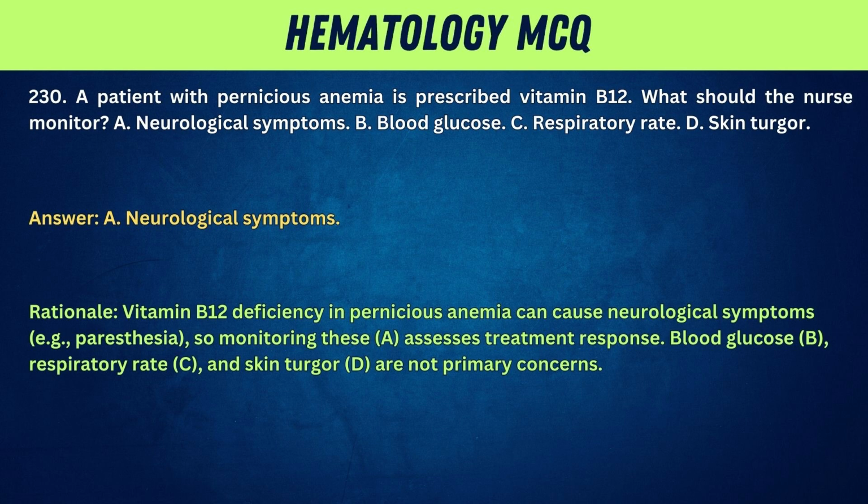230. A patient with pernicious anemia is prescribed vitamin B12. What should the nurse monitor? A. Neurological symptoms. B. Blood glucose. C. Respiratory rate. D. Skin turgor. Answer: A. Neurological symptoms. Rationale: vitamin B12 deficiency in pernicious anemia can cause neurological symptoms, e.g., paresthesia, so monitoring these, A, assesses treatment response. Blood glucose, B, respiratory rate, C, and skin turgor, D, are not primary concerns.